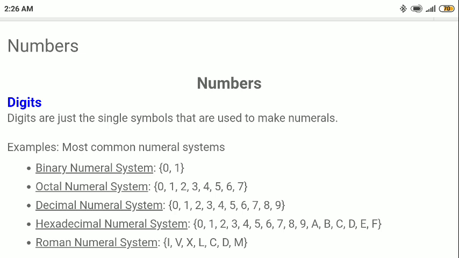Lessons. Today's topic is numbers, which is one of the most basic and important topics of mathematics. So let us start from the beginning. Let us talk about digits. So digits are symbols. These symbols are used to make numerals and further numbers.